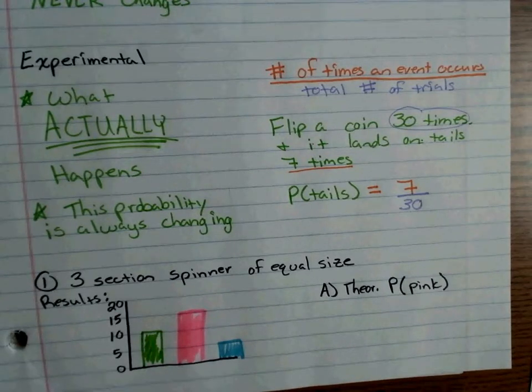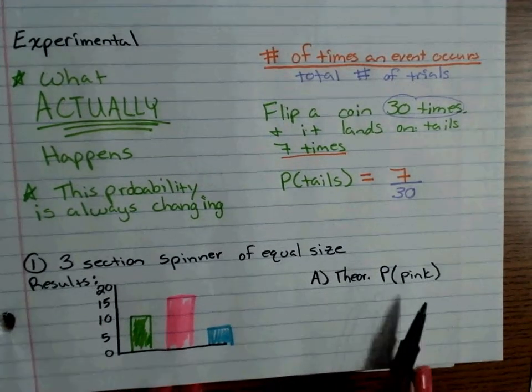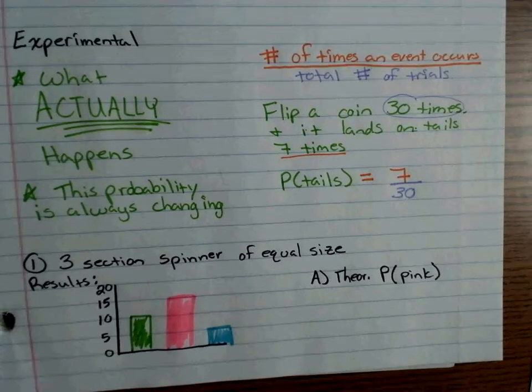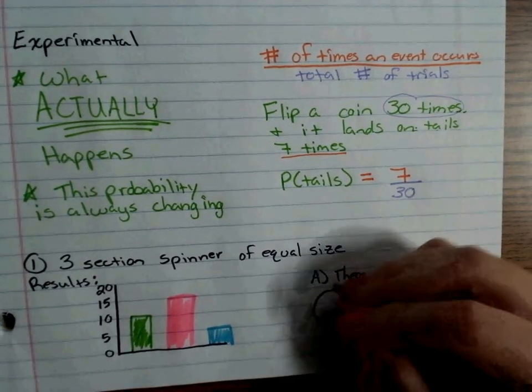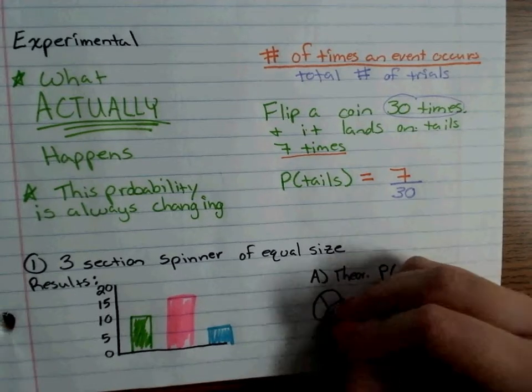So theoretical probability is not based off of the experiment, is it? There's no action occurring. So when I'm talking about theoretical probability, I have to focus on the spinner, not on the action. Does that make sense? So do I have a picture of the spinner here? No. Can I create one? Yes. How many sections? 3. And they're all equal size, right? Yes. So just draw yourself a circle and split it up into 3 little sections.